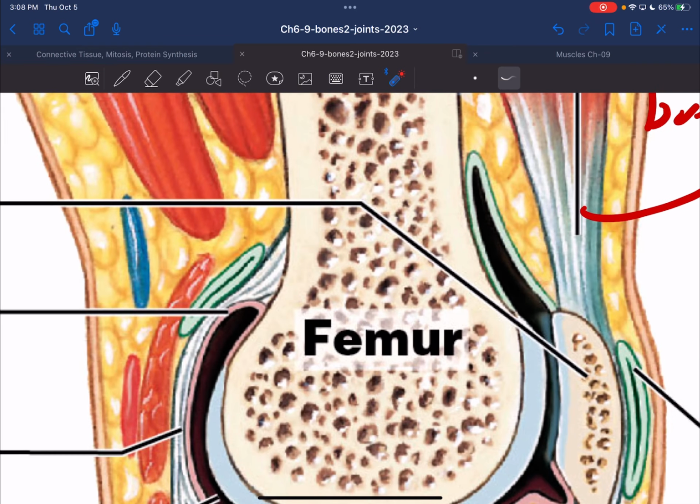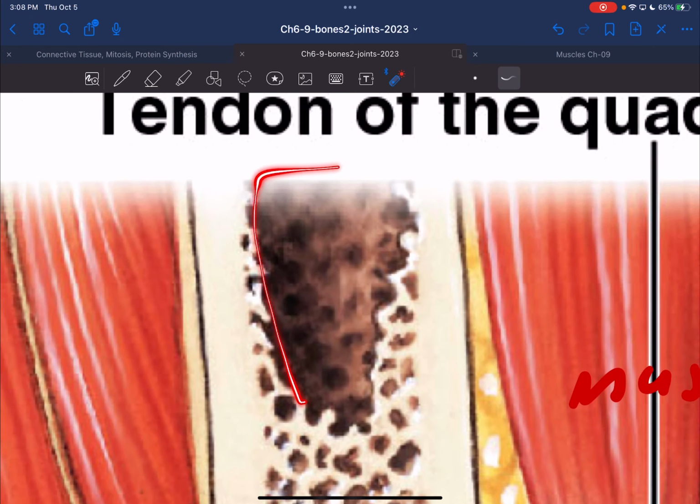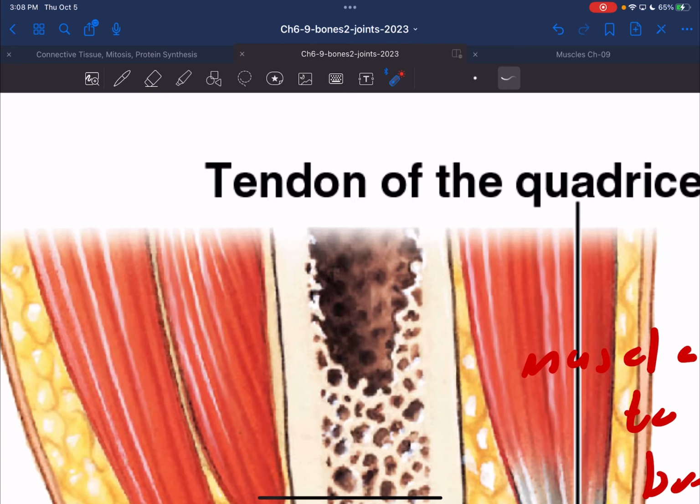What do we call the spongy looking one? Spongy bone. And what do we call the cavity in the middle? Medullary cavity. What sits in here?